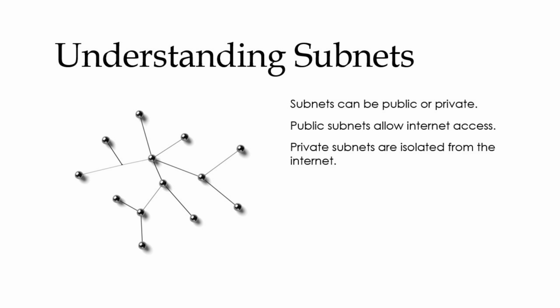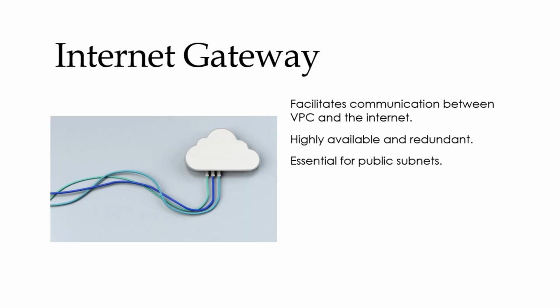You can have multiple subnets, and they can be either public with direct internet access or private without direct internet access. To connect your VPC to the internet, you'll need an internet gateway. This is a horizontally scaled, redundant, and highly available component that lets instances in your VPC communicate with the internet.